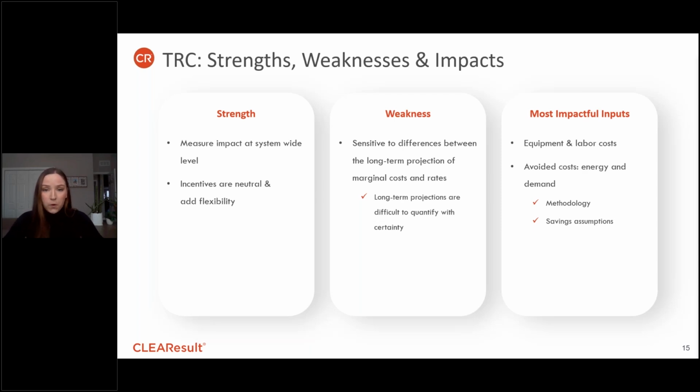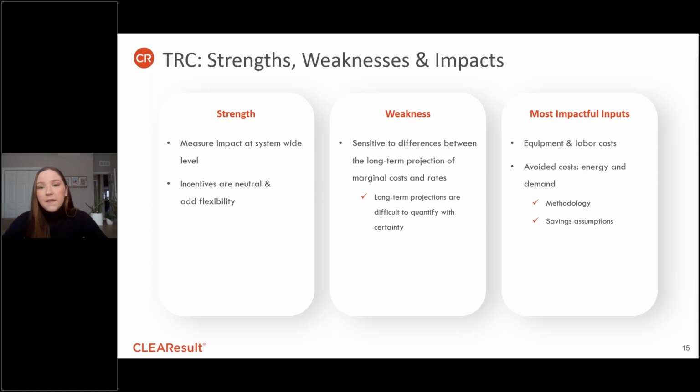One weakness, though, with the TRC, we will say, is that it is sensitive to differences between long-term projection of marginal costs and rates. A lot of the times when we're looking at our avoided costs, we're looking over an extended period of time, right? So we're looking at maybe 20 or 30 years, and it can be really difficult to quantify with certainty when we're forecasting that far out. So that's something to consider that can impact your TRC score over time.